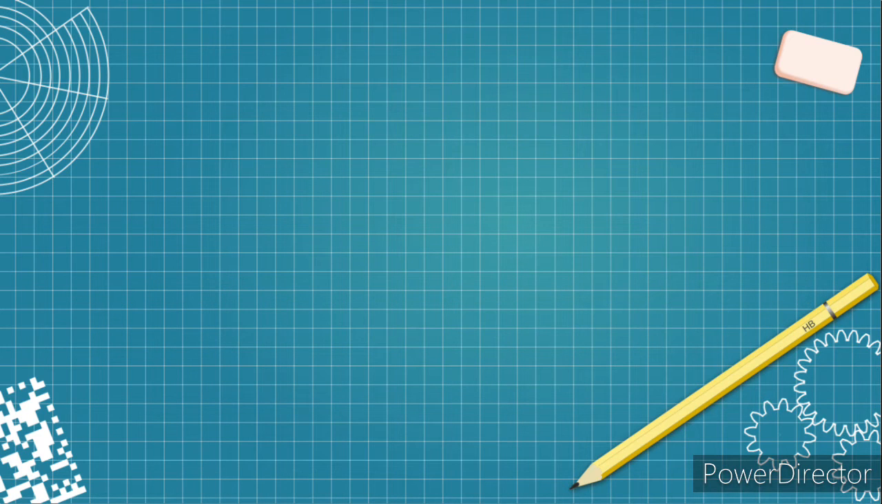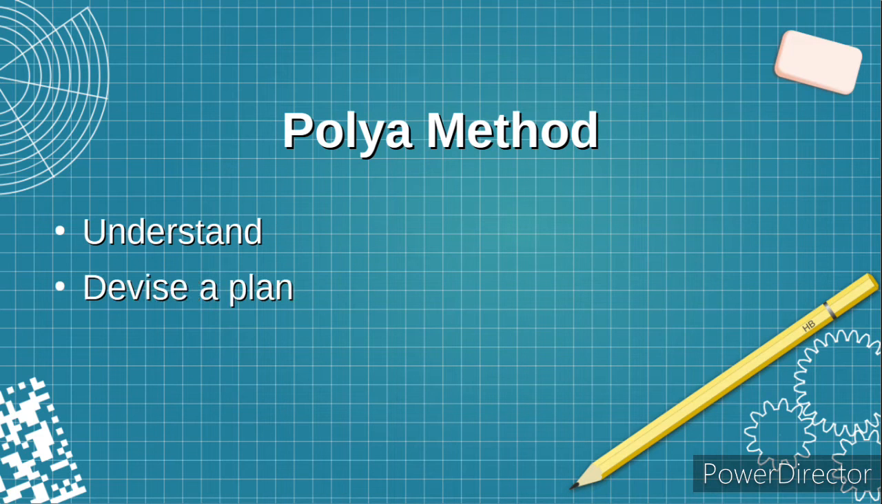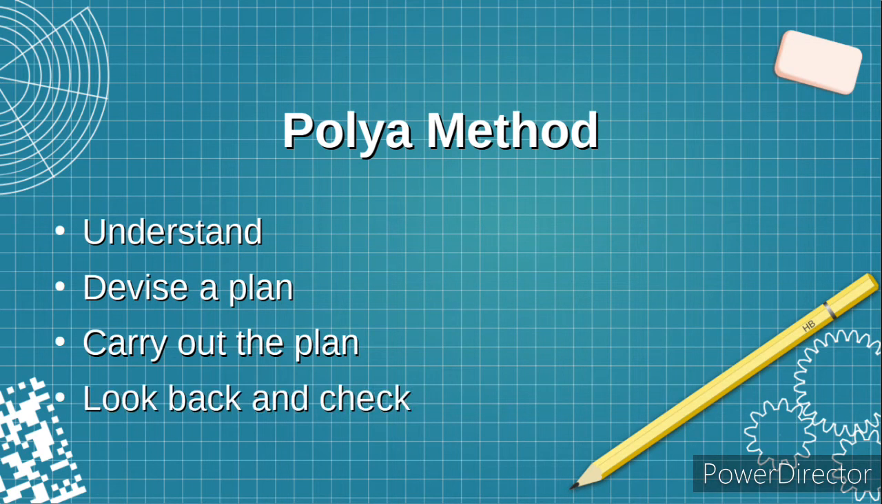But before we go to the examples, let us know what the Polya method is. The Polya method is comprised of four basic steps in solving word problems in mathematics. The first step is to understand the problem. Second, devise a plan. Third, carry out the plan. And lastly, look back or check.